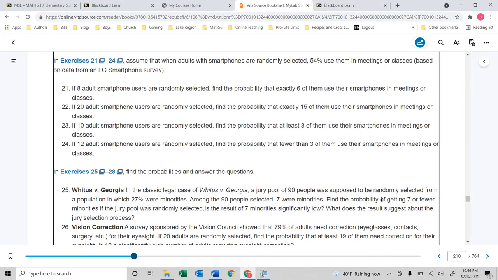I want to go over how to do the binomial on your TI. So I'm going to do 22 through 24 here because I want to go over the difference between exactly, at least, and fewer, and how you put them into your calculator.